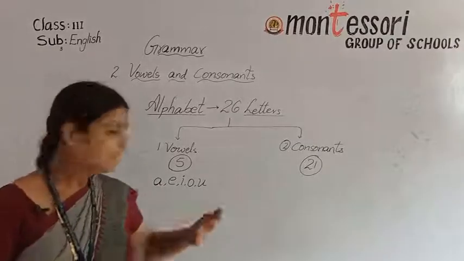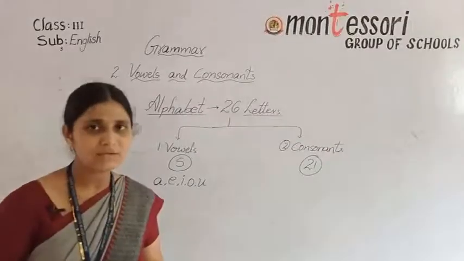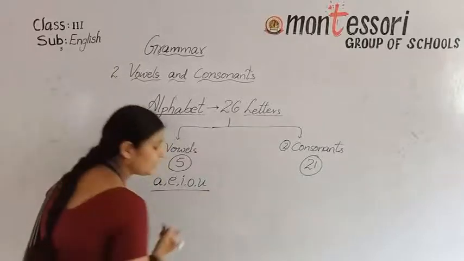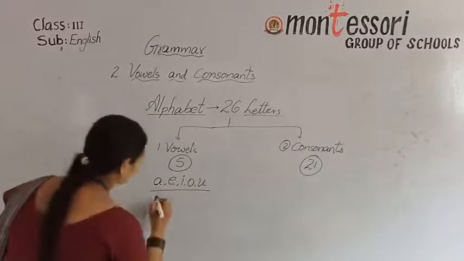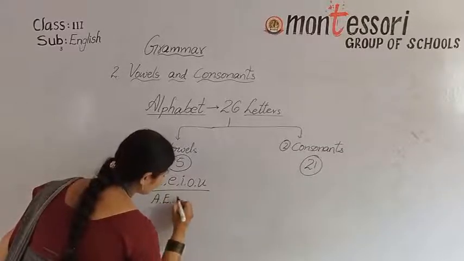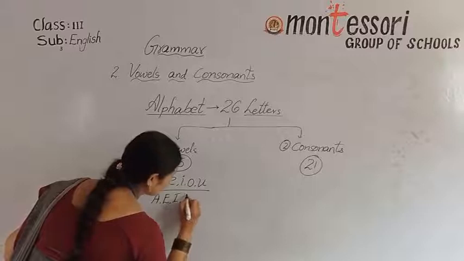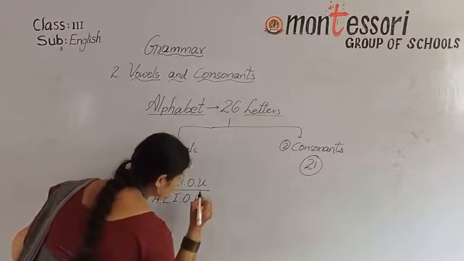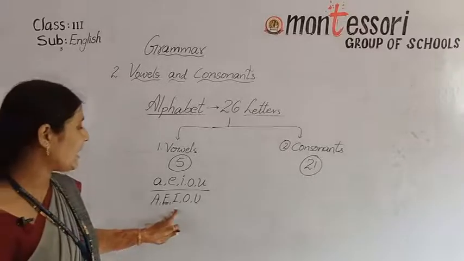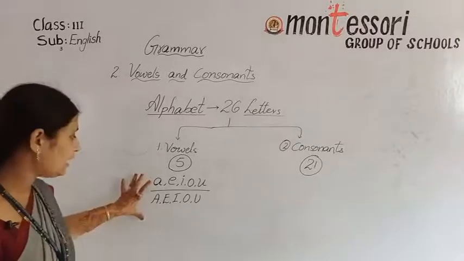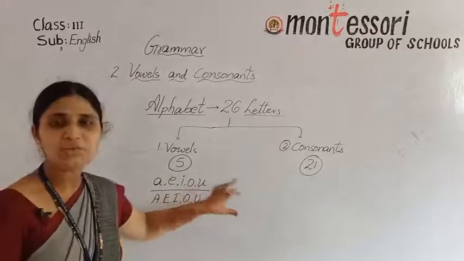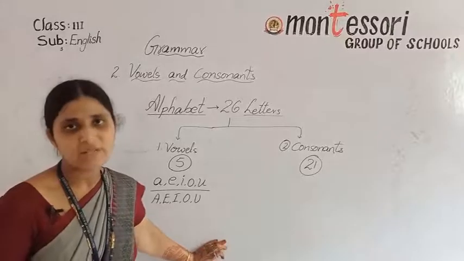We can write letters in 2 forms. Am I right? Small and capital. Now, I'll write these same in capital forms also. A, E, I, O, U. Okay, my dears. A, E, I, O, U. These are vowels. These 5 letters are vowels.